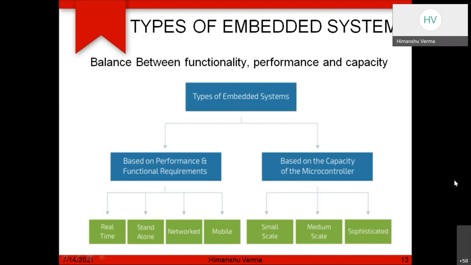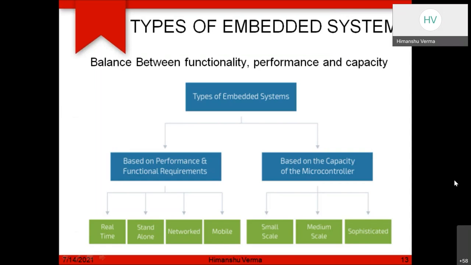So if we talk about examples of standalone systems, we have MP3 players, digital cameras, video game consoles, and microwave ovens. All these we can say are examples of standalone systems.